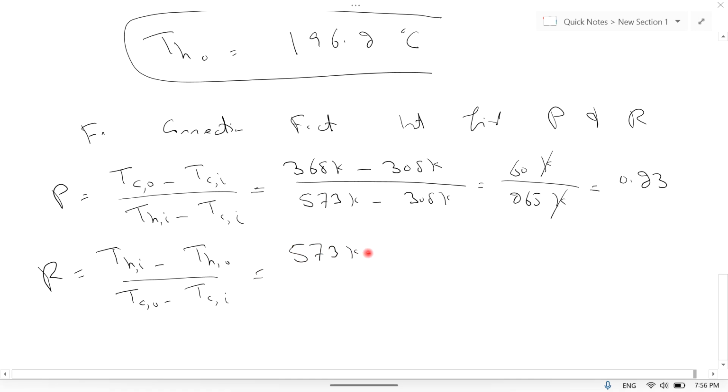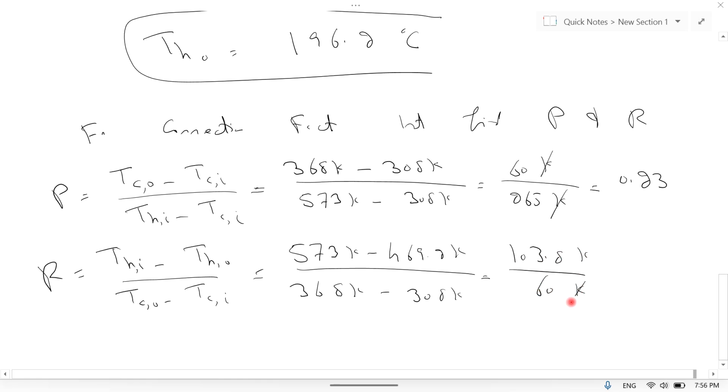573 Kelvin minus 469.2 Kelvin, divided by 368 Kelvin minus 308 Kelvin. So the numerator is equal to 103.8 Kelvin, and the denominator will be 60 Kelvin. Kelvin will be cancelled with Kelvin, and the R factor is equal to 1.67.